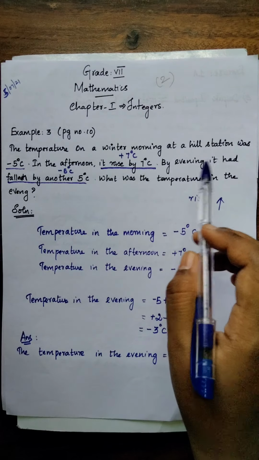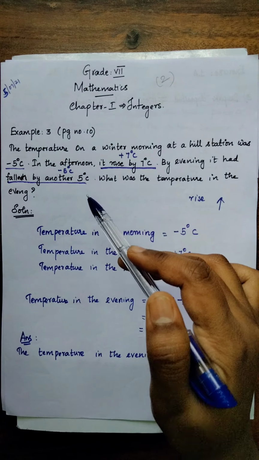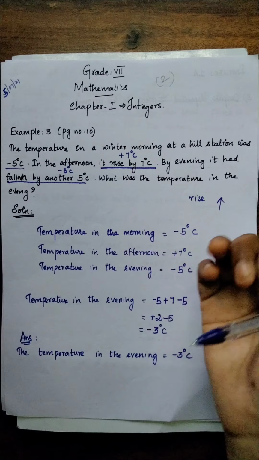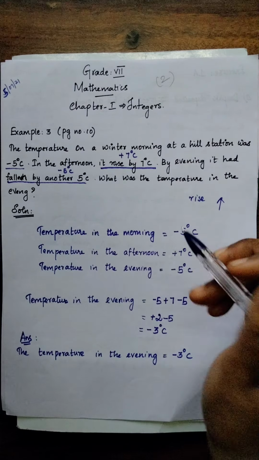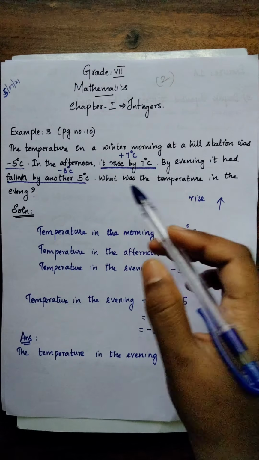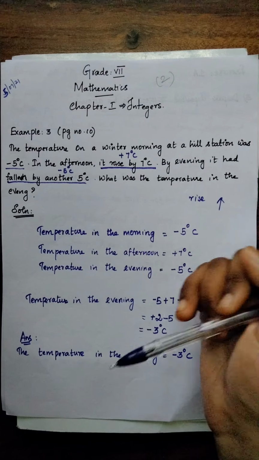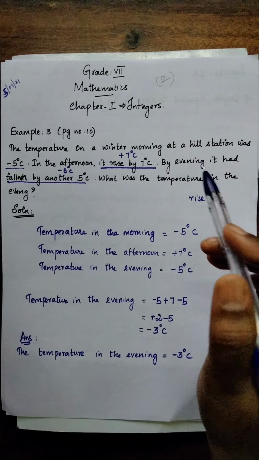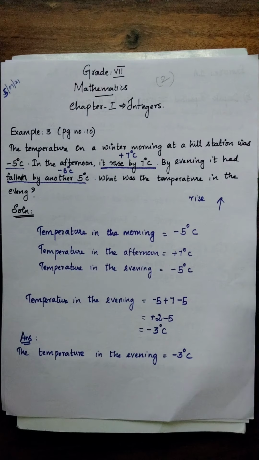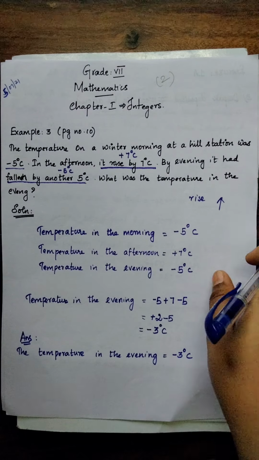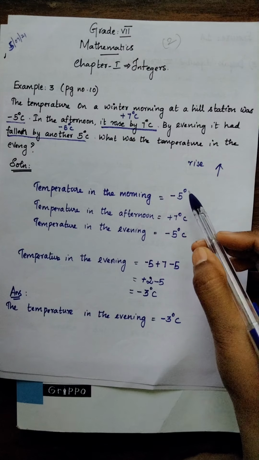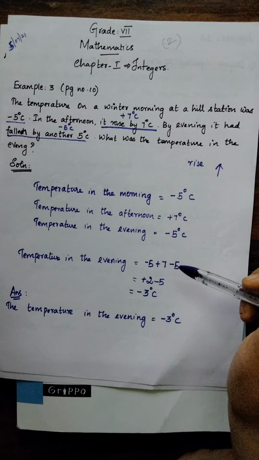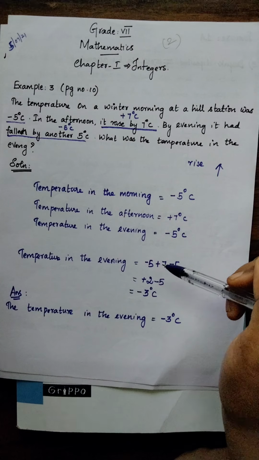By evening it had fallen by another 5 degrees Celsius. It is decreasing. So the temperature change in the evening is minus 5 degrees Celsius because it is falling. Falling means decreasing. We need to find what was the temperature in the evening. What is the final temperature? For that, temperature in the evening is equal to, we are going to add all the numbers: minus 5 plus 7 minus 5.